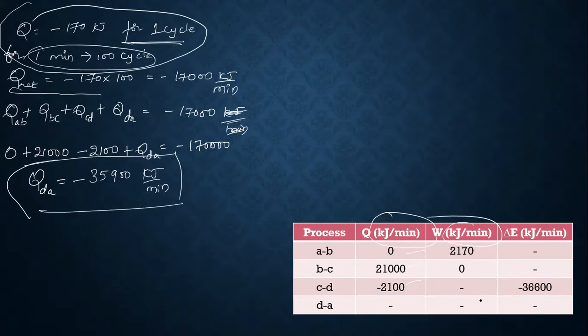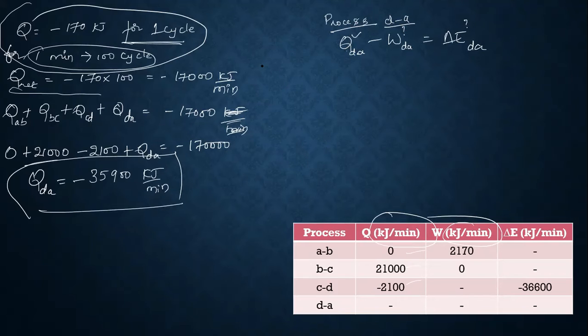Now this is found. Next, W DA and delta E DA. If you apply the first law of thermodynamics, then there are two unknowns. For the last process, D to A, Q DA minus W DA is equal to delta E DA. Now Q DA is known, W DA is unknown, and delta E DA is unknown. Out of the two, we need to find one thing.